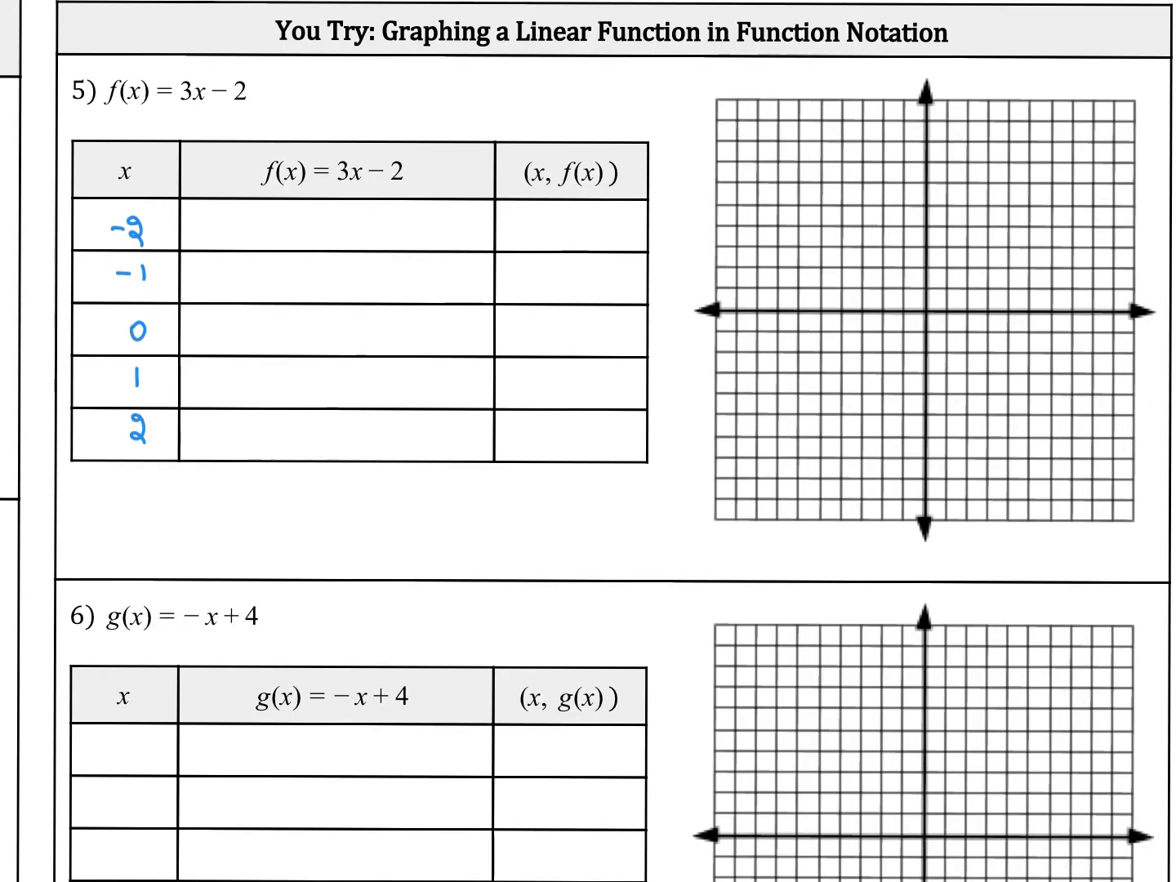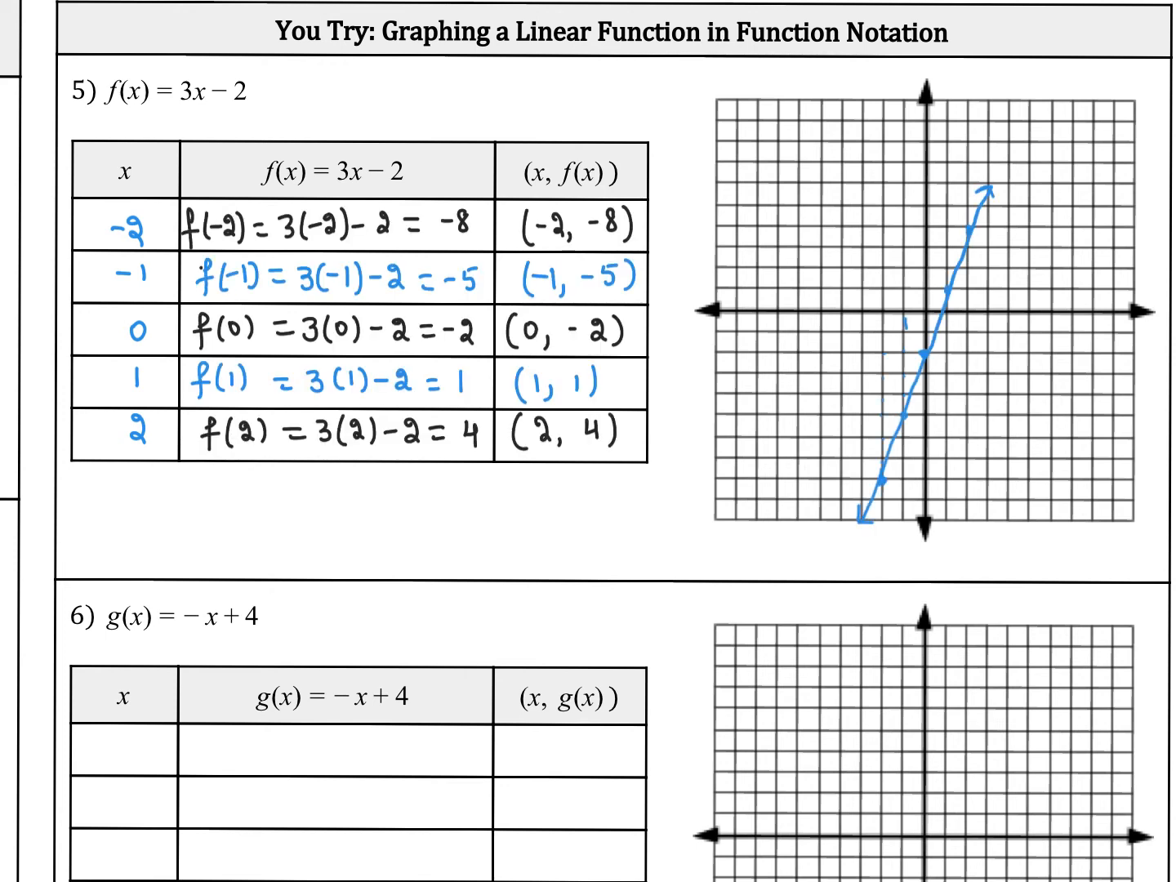Chapter 5.4, you try problem number 5. So you're choosing the x value as -2, -1, 0, 1, and 2. And you're plugging the -2 into the x value here and finding f of x at x equals -2. So when you plug it in, you get 3 times -2 minus 2. So that's -6 minus 2. That's -8. So the point is -2, -8.